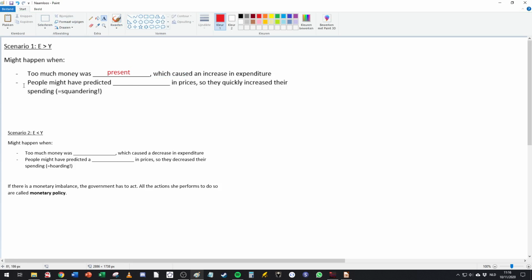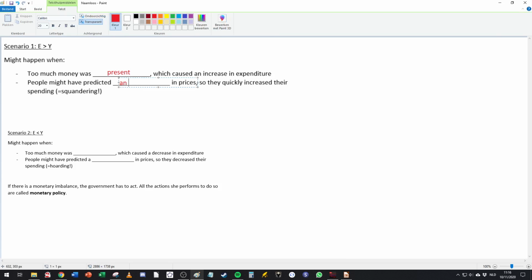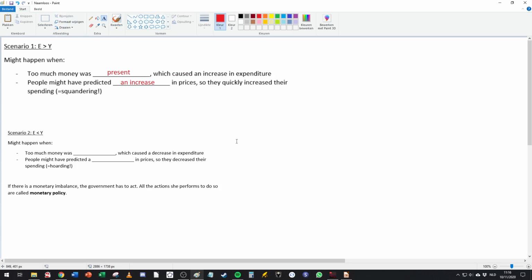The thing is, people might have predicted an increase in prices. And we already know that if people expect an increase in prices, they will start to spend more and more money, which increases their spending, which we call squandering money. Squandering is verkwisten in Dutch. They just throw it all out the window and they just spend, spend, spend because they are expecting an increase in prices. So right now, their expenditures are higher than their income. It might be the case they used borrowed money to buy more stuff right now.